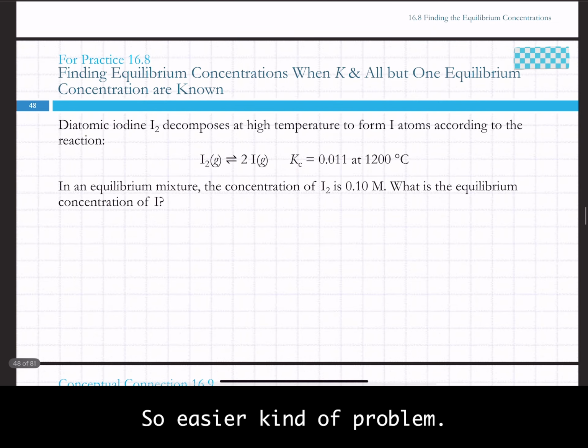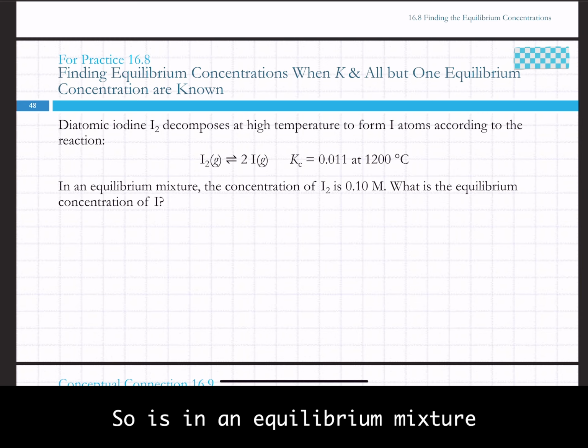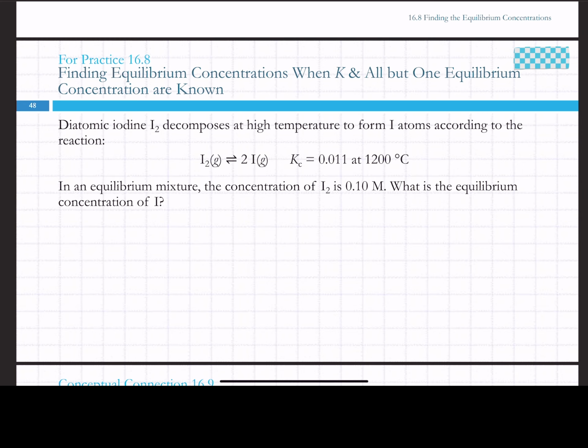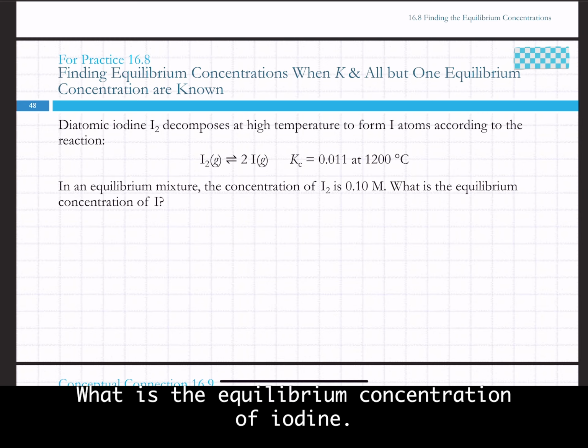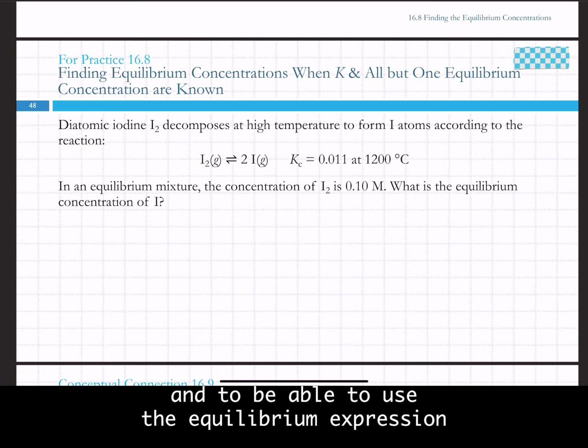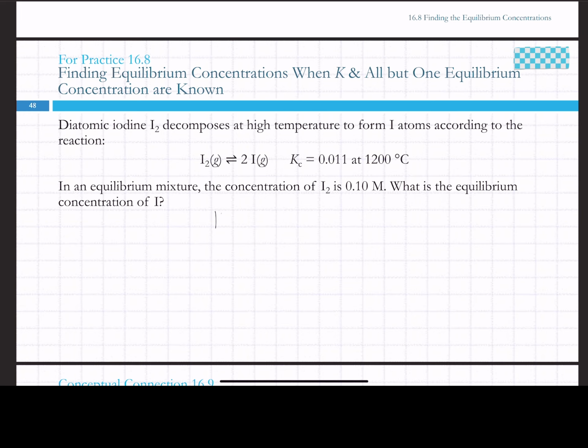All right, so an easier kind of problem. We have K, and it says in an equilibrium mixture, the concentration of iodine, I2, is 0.1 molar. What is the equilibrium concentration of monoiodine? So to be able to use K, and to be able to use the equilibrium expression, K equals, this would be squared over 2.